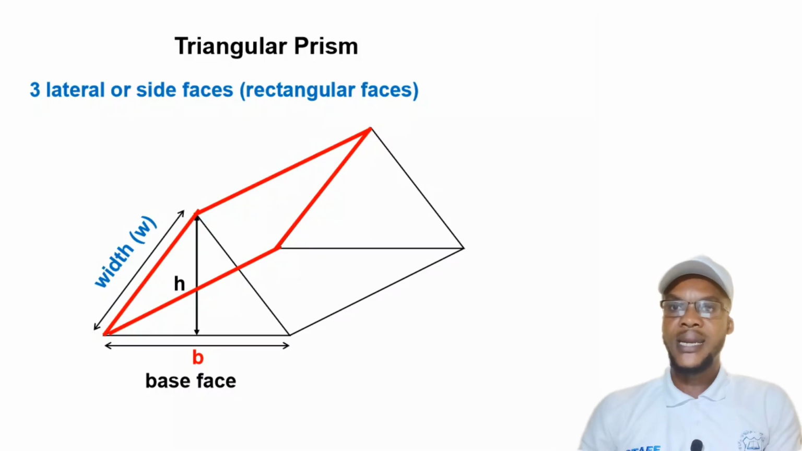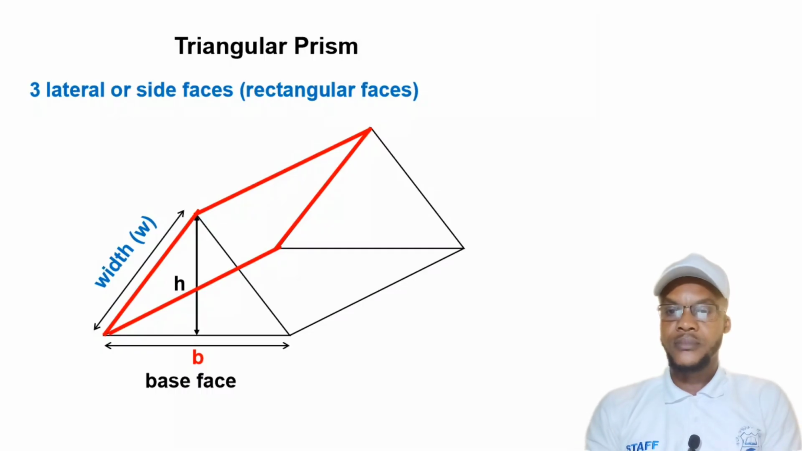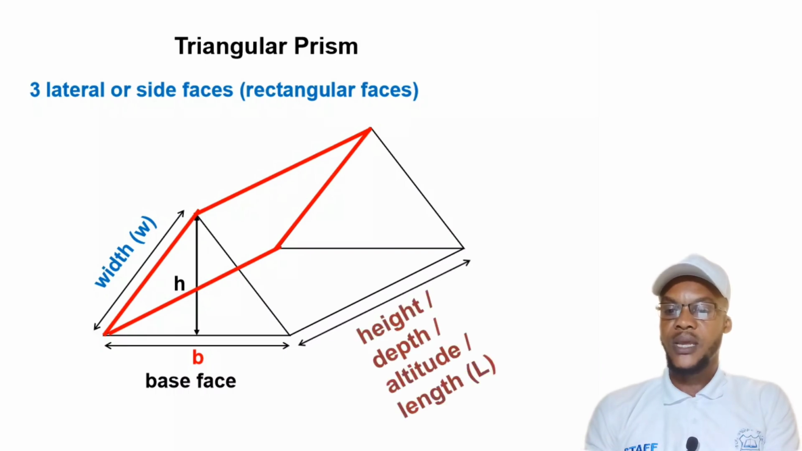So if you are talking about the height of the prism, know that we are talking about the lateral face, or the length of the lateral face. Okay, yes, that is the height of the prism. Another word we can use for the height is the depth, or the altitude. If that is the case, then that is the height we are talking about, which can also be called the depth, the altitude, or the length.